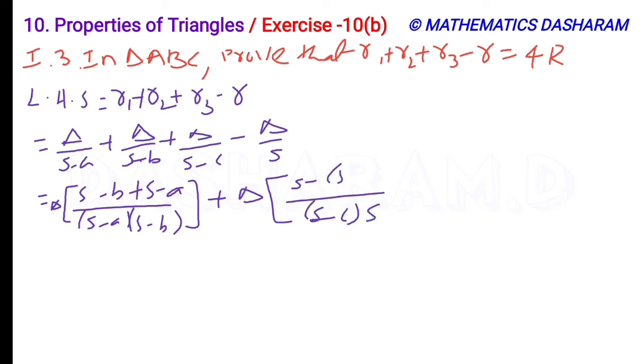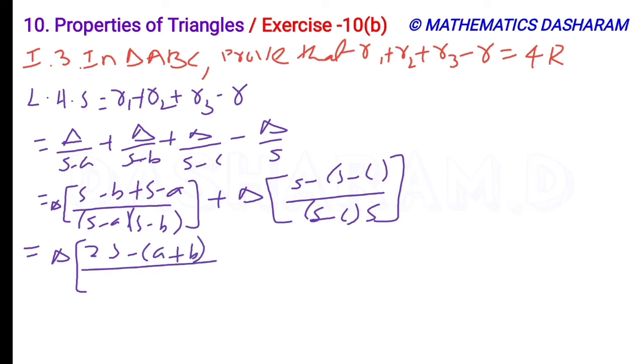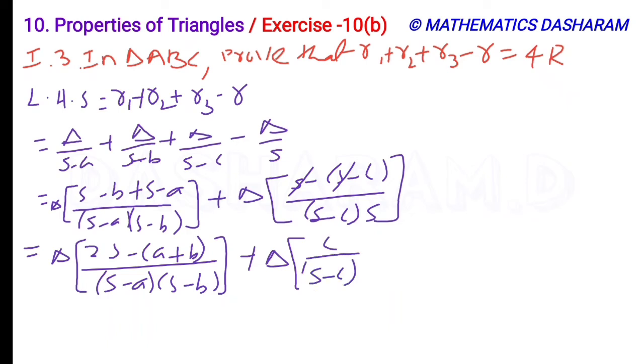So S minus bracket of S minus C. So delta bracket of, here S plus S is 2S and take the minus common, bracket of A plus B divided by S minus A into S minus B plus delta into, here pluses minuses cancel and minus of minus plus C. So C divided by S minus C into S. But actually S formula is A plus B plus C divided by 2.